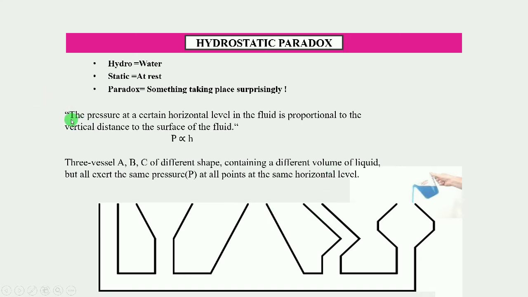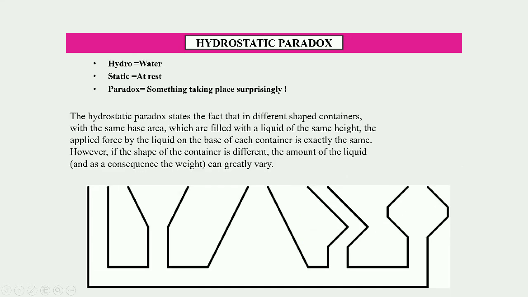So what is the hydrostatic paradox? The pressure at a certain horizontal level in the fluid is proportional to the vertical distance from the surface of the fluid. That means pressure is directly proportional to the height of the liquid column. Okay, now here if we consider three different vessels A, B, C of different shapes, and these contain different volumes of liquid but exert the same pressure at all points at the same horizontal level, it means that if we pour the liquid to the same height in all the vessels, the pressure exerted will be the same for all the vessels, and this is nothing but the hydrostatic paradox here.